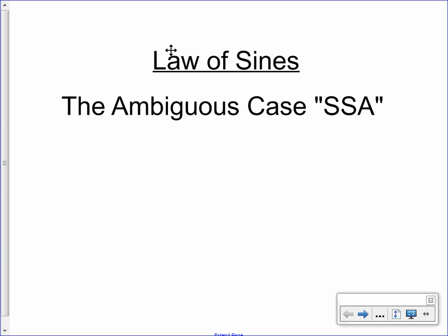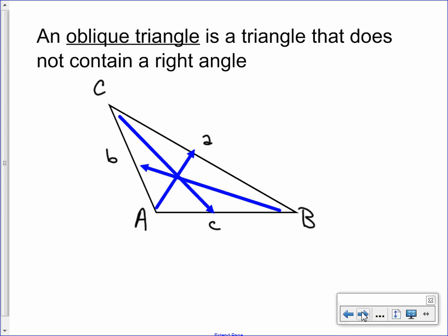Side angle, or if you're dyslexic, it's a bad word. Here we go. In an oblique triangle, a triangle does not have a right angle. So you can see all the angles are either acute or obtuse. They still add up to 180, and when you label triangles again, little a is across from big A, little c is across from big C, little b is across from big B.